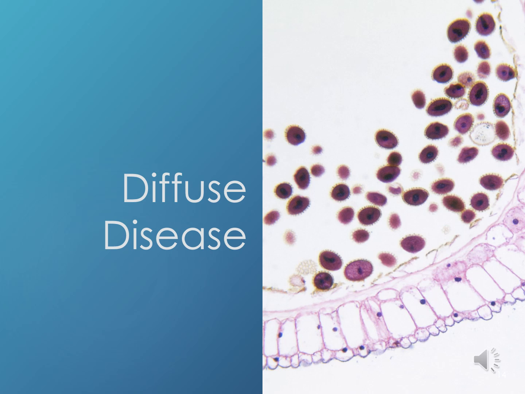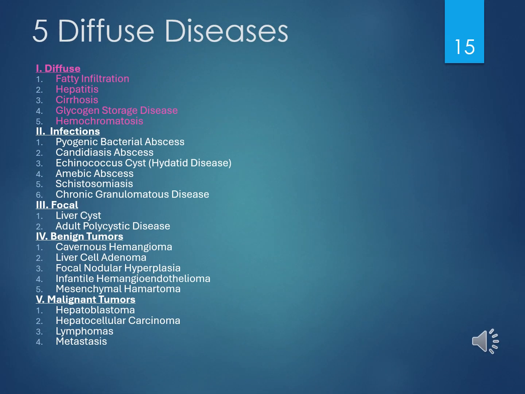Our first group of pathology falls under diffuse disease. All right, there are 5 diffuse diseases that you need to know. 1, fatty infiltration. You're going to see this all day, every day. 2, hepatitis. 3, cirrhosis. You'll also be seeing this often. 4, glycogen storage disease. And 5, hemochromatosis.